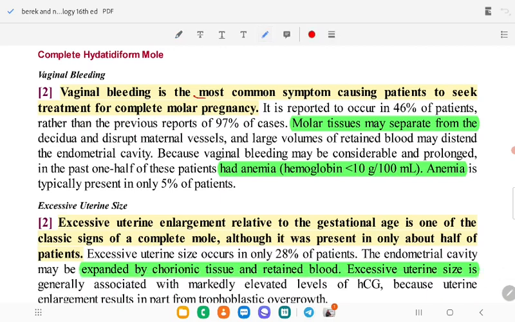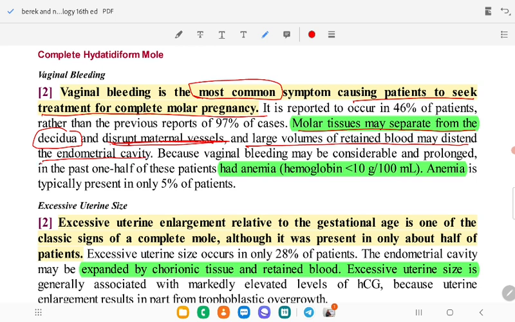First one is vaginal bleeding, the most common symptom, causing patients to seek treatment for complete molar pregnancy. In 46%, molar tissue separates. What is the mechanism? The molar tissue may separate from the decidua and disrupt the maternal vessels. A large volume of retained blood may distend the endometrial cavity. Because of prolonged vaginal bleeding, about half of the patients may develop anemia, so you have to correct the anemia preoperatively, which is needed in only 5% of patients.